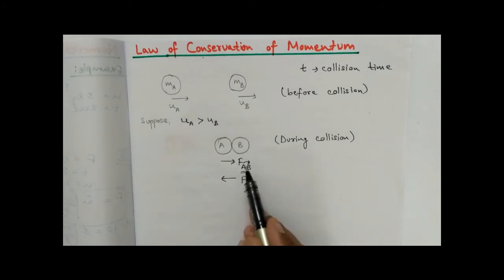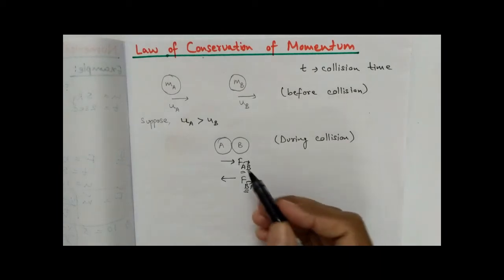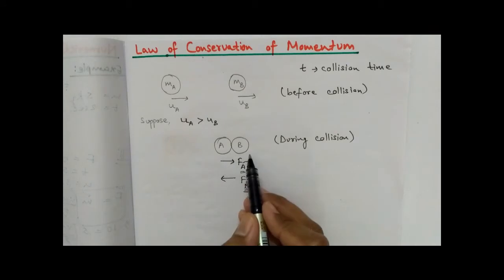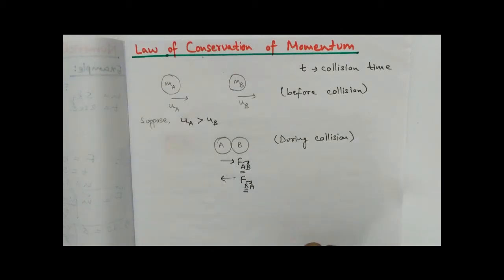Both will have similar strength, but the direction will be equal and opposite. The direction will be exactly opposite, but the strength will be equal. To every action there is an equal and opposite reaction. So this will be the scenario during collision.